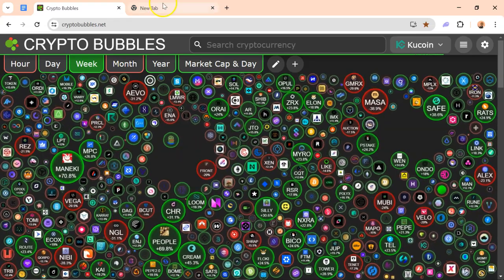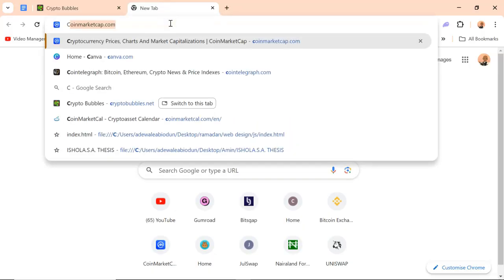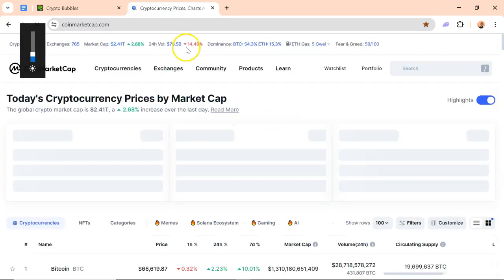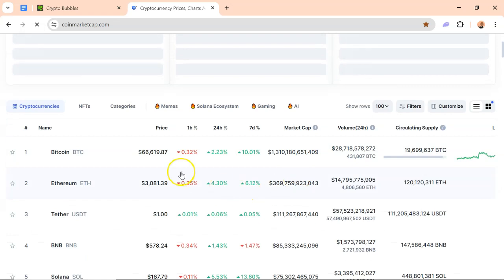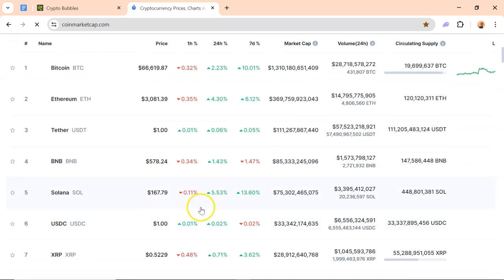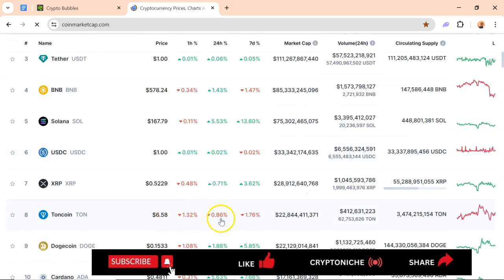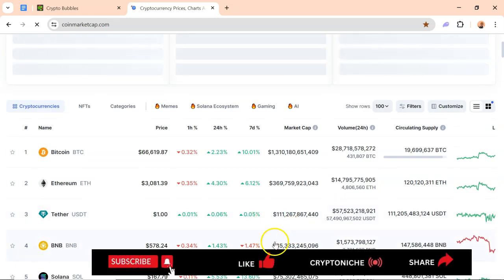It feels boring going to coinmarketcap.com, in my opinion. It appears like this, and it feels boring, isn't it? You're already used to this, right? But this is even better. This is a better view.